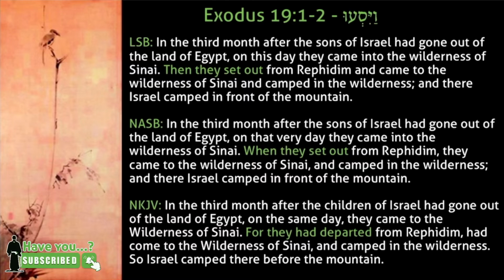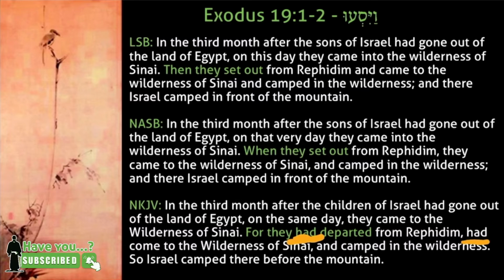We read, in the 3rd month after the children of Israel had gone out of the land of Egypt, on the same day they came to the wilderness of Sinai, for they had departed from Rephidim, had come to the wilderness of Sinai, and camped in the wilderness. So Israel camped there before the mountain. The New King James renders this as a pluperfect. They had departed. They had come to the wilderness. This is in English a pluperfect.